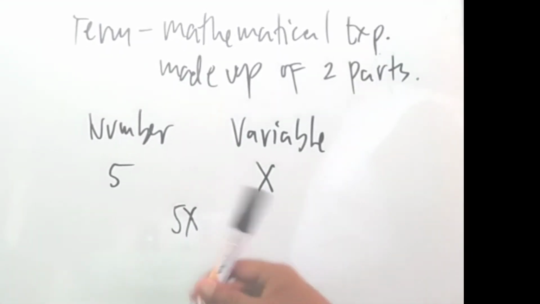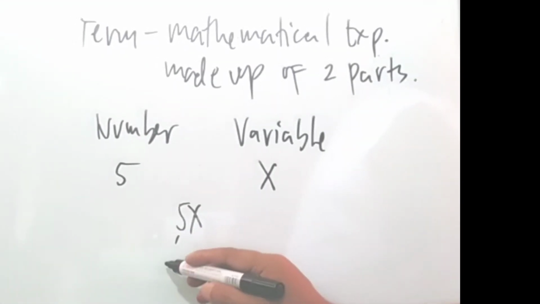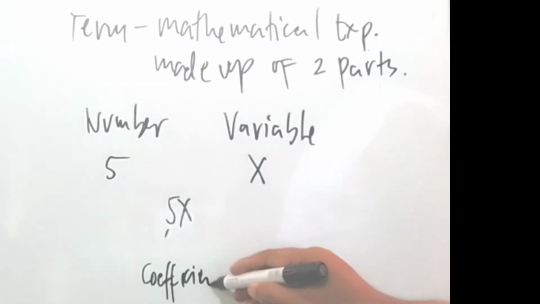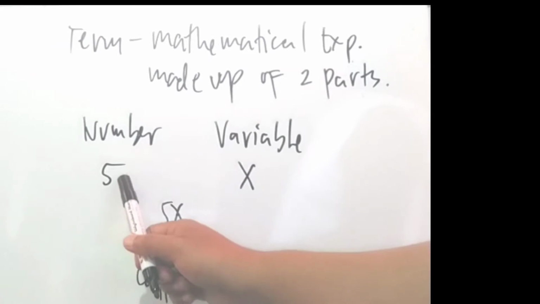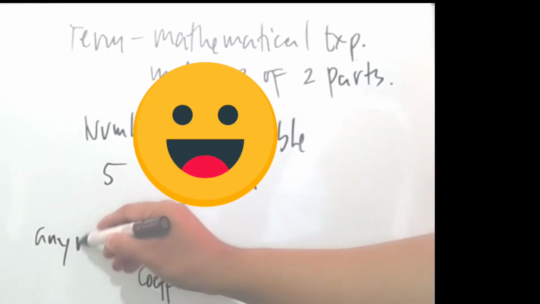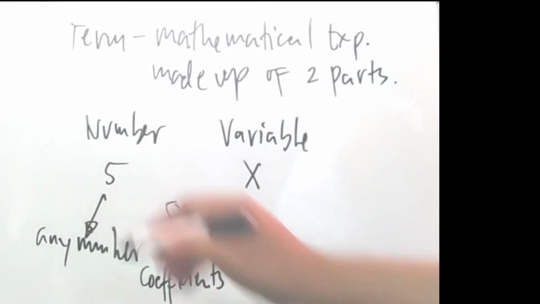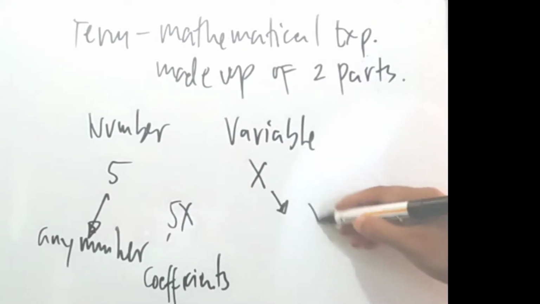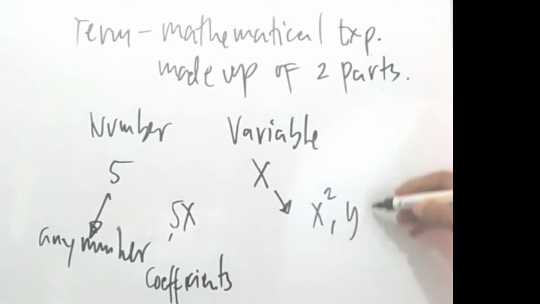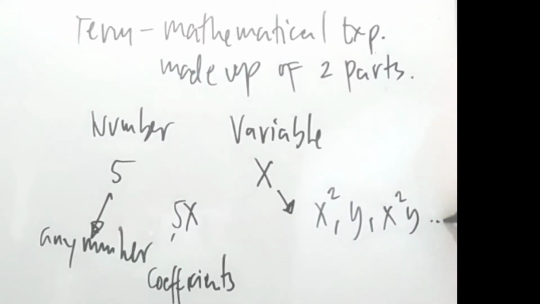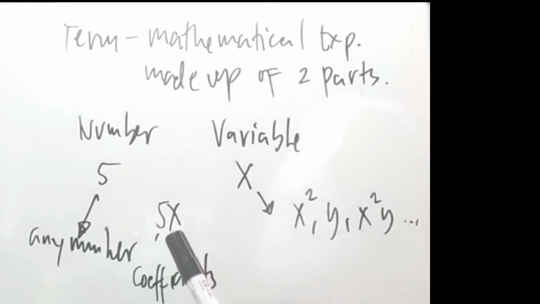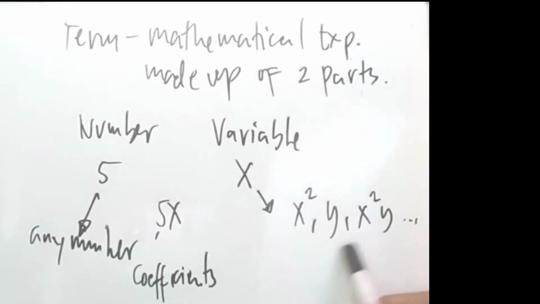The number part is what we call the coefficient. The number part could be any number, while the variable part could also be any variable like x squared, y, x squared y, and other variables. So a term can have any number or variables like this.